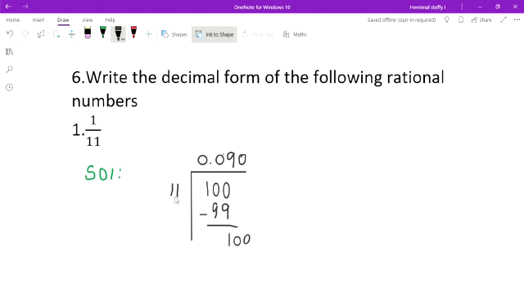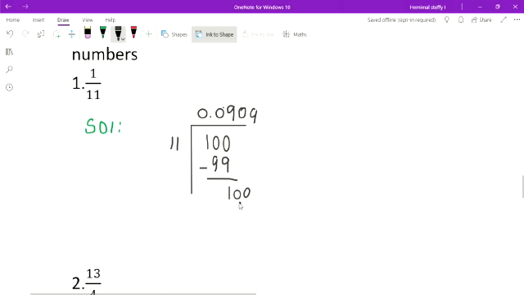Then same thing. How many times? 9 times. 9 times, what is the answer? 99. So continuously repeated numbers come. See, 99. Sorry, minus put here. The answer comes here, 1. Okay, then continuously that same process will come. So I will stop here.